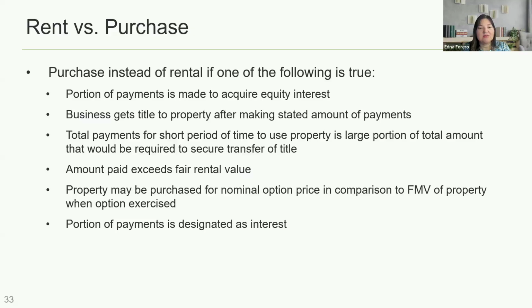So the property must be purchased for a nominal option price in comparison to the fair market value. And we want to make sure that a portion of the payments is designated as interest. So there's a built-in interest rate there into that payment, or what we might consider a rent-to-own payment. So for this case, journal entries for the conditional or for the capital lease: if it's a $200,000 asset, your left side would have $200,000. Your note payable would say $200,000.